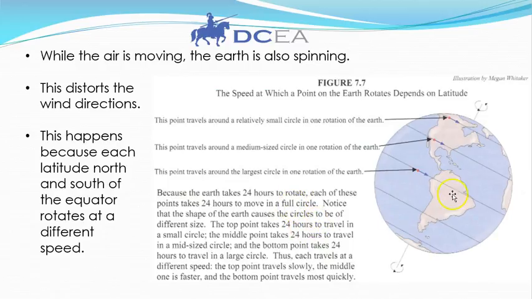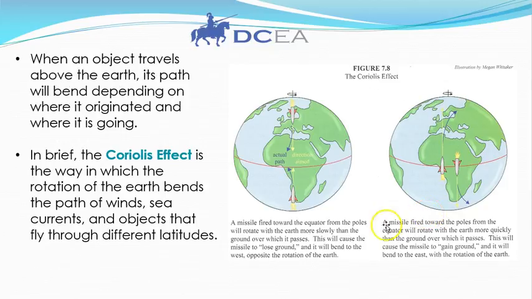the rotation will be different depending on where you are at the Earth, and with a different rotation, it'll have a different speed. When an object travels above the Earth, its path will bend depending on where it originated and where it is going. This is called the Coriolis effect. And the Coriolis effect is the way in which the rotation of the Earth bends the path of winds, sea currents, and objects that fly through different latitudes.